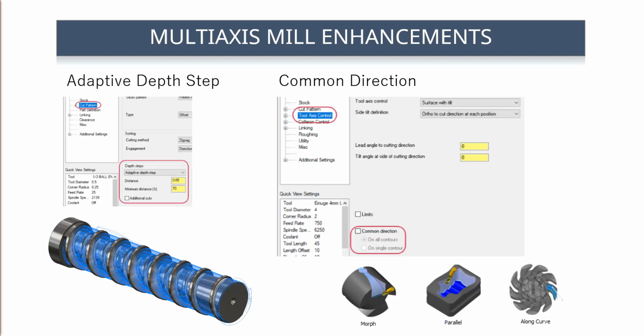Another enhancement for the morph, parallel, and along curve tool paths is going to be common direction. That's going to be in the tool axis control, so it's going to try to control the direction you're cutting. You'll have a couple options there. One is on all contours, so it looks at all the contour lines and tries to pick the best direction, or on a single contour, so it'll pick each individual curve and put a cut along that curve. These are something you'll just have to test on some of your parts and see if these options can help you at all.